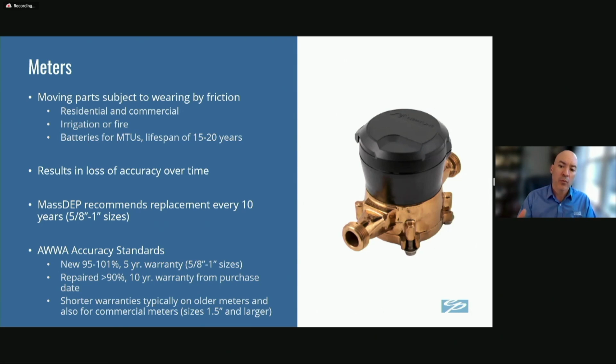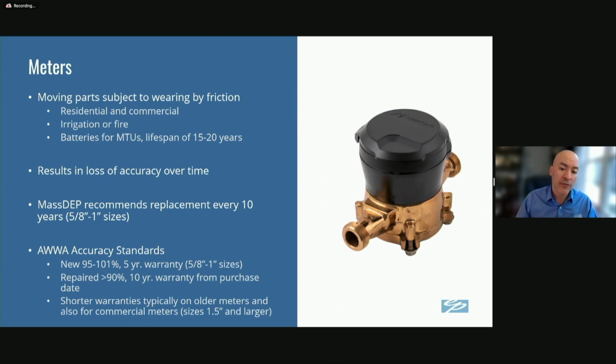So the meter is what actually records the amount of water that passes through the device. Then the meter transmission unit, or the MTU, will actually take that information of how much water is being used and transmit that to the fixed network system. The MTUs tend to have batteries that have a lifespan of about 15 to 20 years.